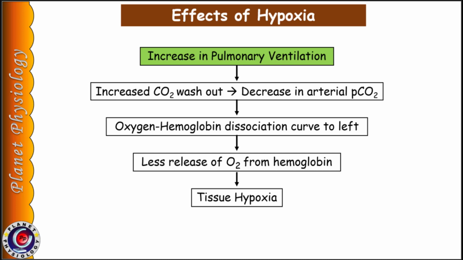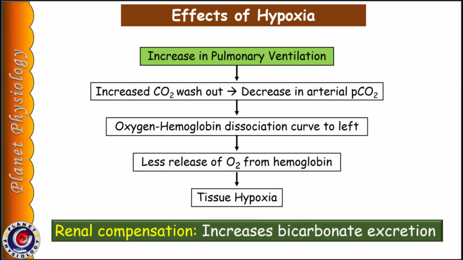To compensate for excess carbon dioxide washout, renal bicarbonate excretion is increased, which maintains PCO2 levels. So this compensation requires about 2 days time. Details explained in my another video on high altitude physiology. You can find the link in the description box below.